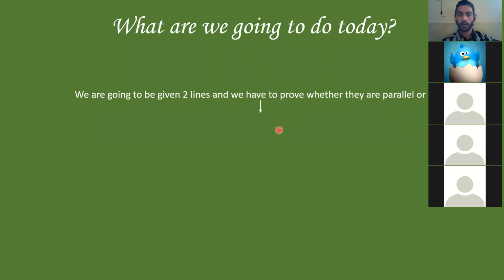How we are going to do it is easy. Just reverse engineer. The reason I took this little introduction, the recap of what we did last time, is that we're going to be using these topics to prove that the lines are parallel or not.